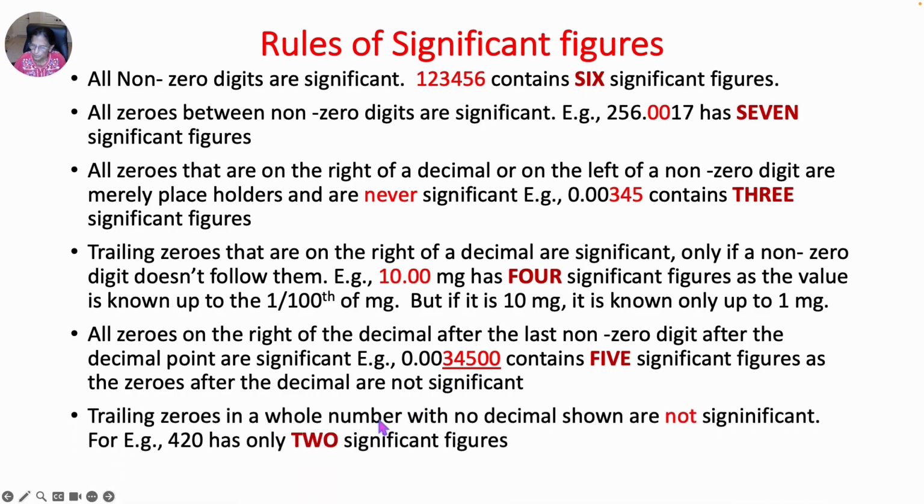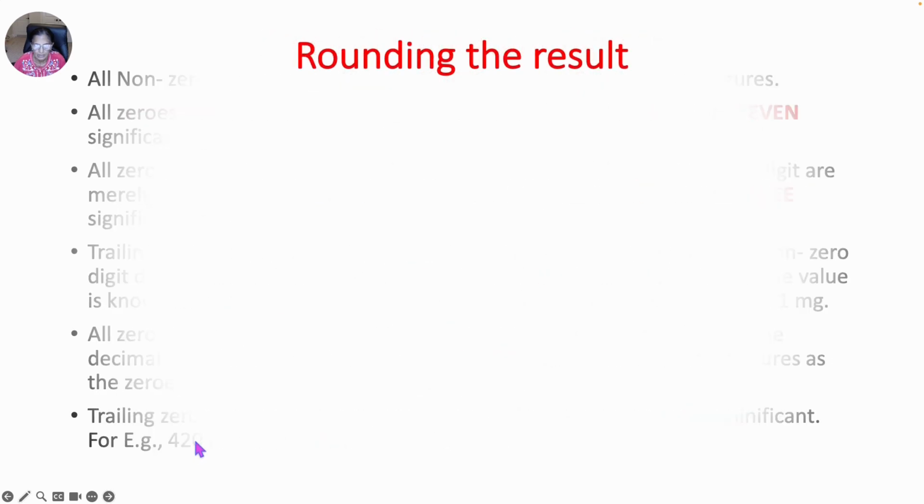Trailing zeros in a whole number with no decimal shown are not significant. For example, 420 has only 2 significant figures. This 0 is not significant. So these are the rules of significant figures. Now let's see rounding the results.